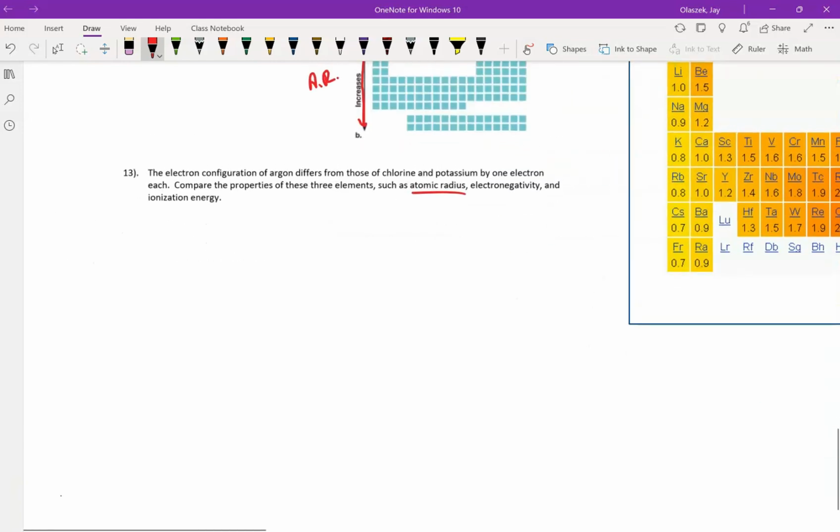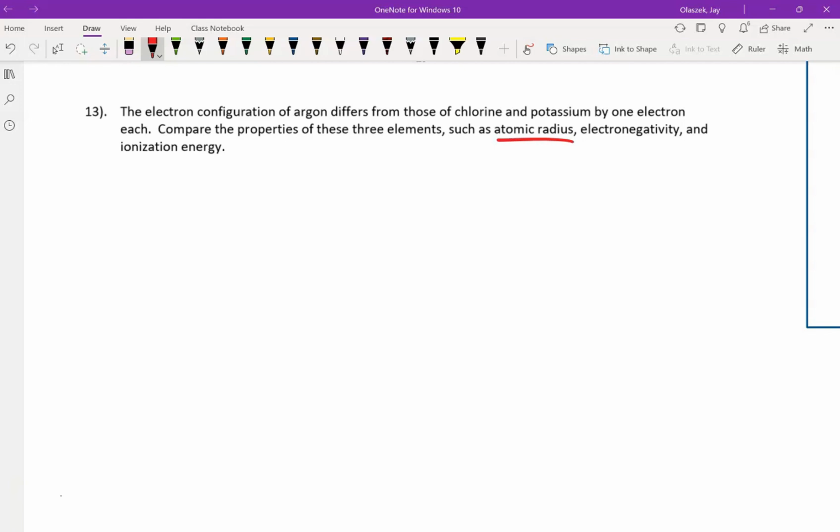All right, everybody. Last one. The electron configuration of argon differs from those of chlorine and potassium by 1 electron each. Compare the properties of the elements such as atomic radius, electronegativity, and ionization energy.